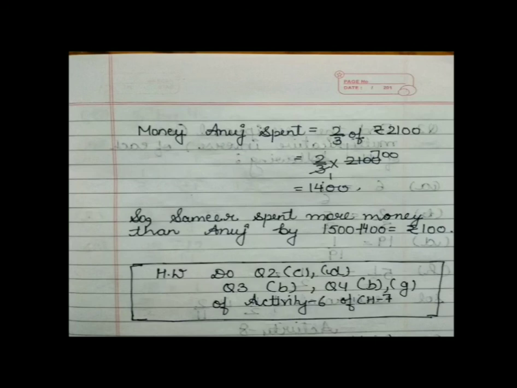Now students, I have written homework also, which questions you have to try by yourself. Do question number 2 C and D part, question number 3 B part only, and question number 4 B and G part of activity 6 of chapter number 7.